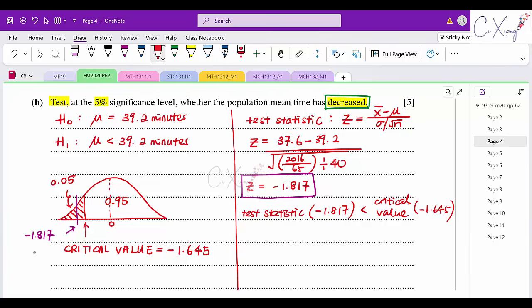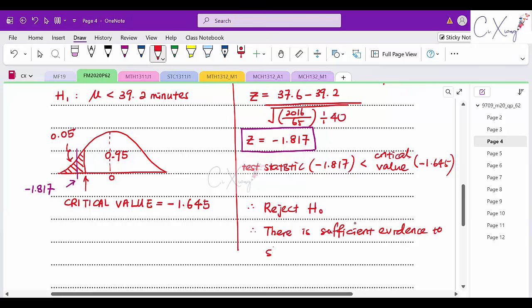So as a conclusion here, the negative 1.817, this particular line falls under the rejection region. Therefore, we have to reject the null hypothesis. So reject the null hypothesis, it means what? It means that there's sufficient evidence to show that the mean has decreased.